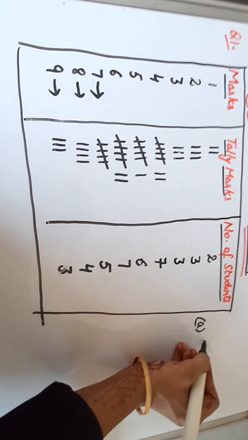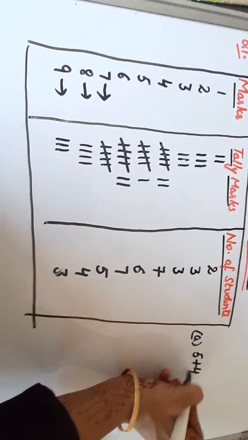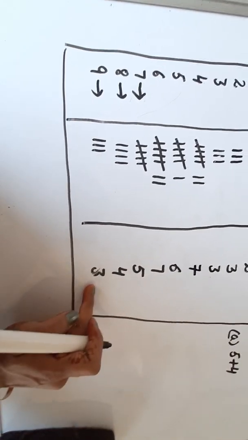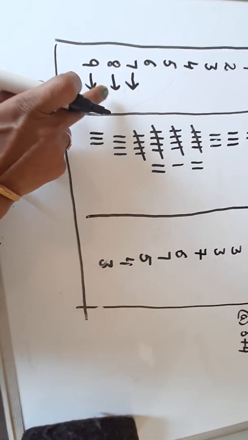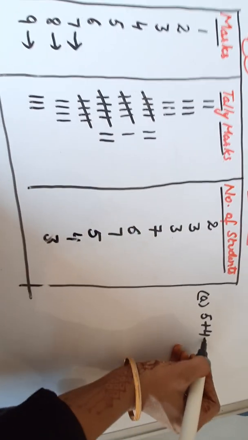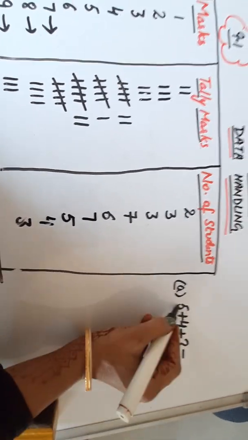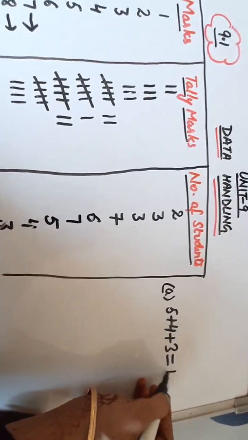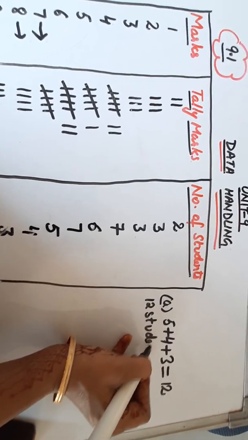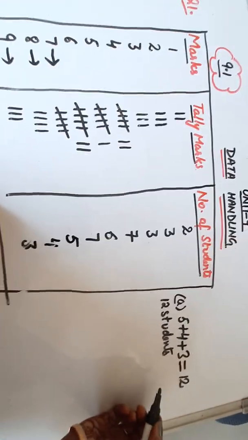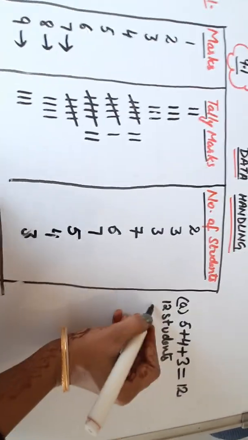5 plus 4 plus 3. 7 marks वाले 5 students हैं और more than 7 वाले 4 और 3. So we'll get 5 plus 4, 9, plus 3, 12. Means 12 students will score 7 or more than 7 marks. Similarly, let us check the B part.